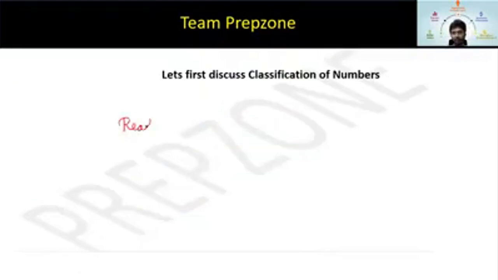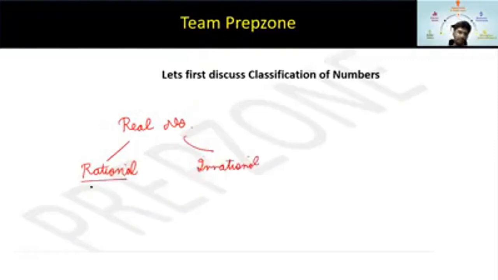Further, let's classify real numbers. Now, real numbers can be rational or they can be irrational. What are rational numbers? Rational numbers are any number that can be represented in the form of p by q, where q is not equal to 0. For example, 3 by 2 is a rational number because what is 3 by 2? 1.5. It can be represented as p by q. Okay. 1 by 3 is a rational number. Again, p by q.